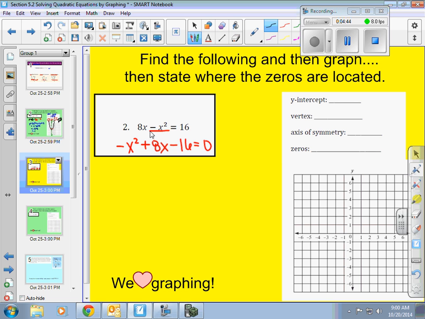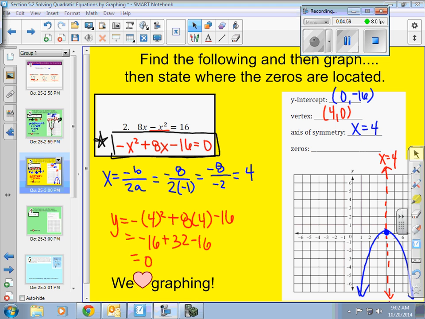I would like for you to go ahead using the standard form to find the y-intercept, the vertex, the axis of symmetry, and then graph it, and then find the zeros. So go ahead, pause the video now, and do that. All right, for this problem, you should find that your y-intercept is (0, -16), your vertex is (4, 0), and your axis of symmetry is x equals 4.